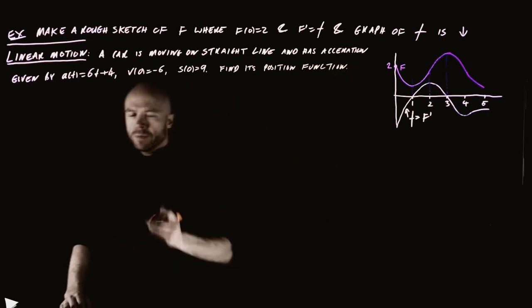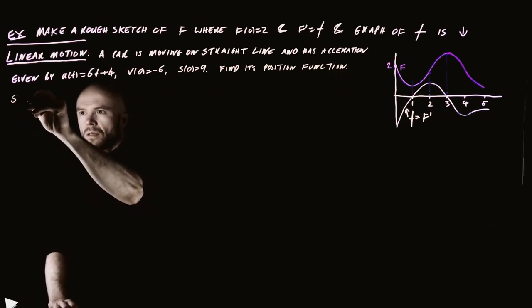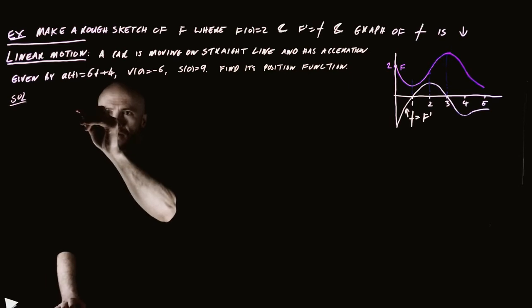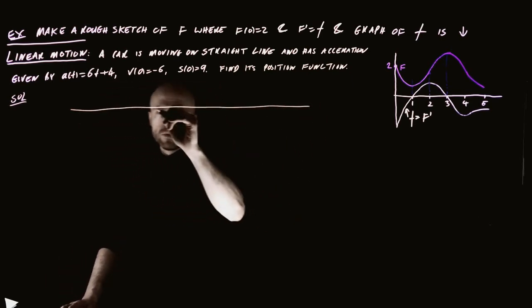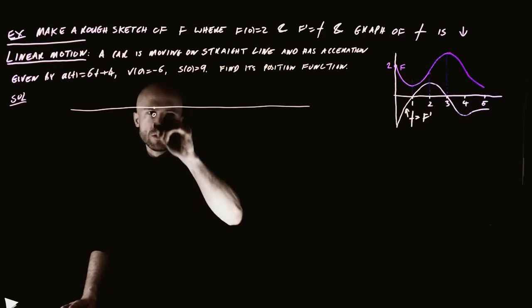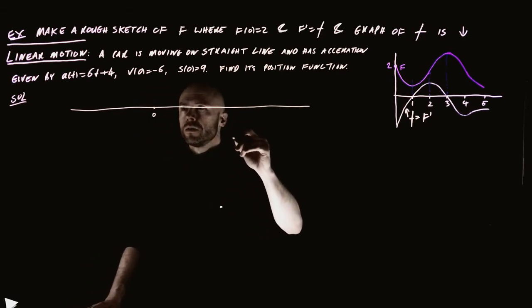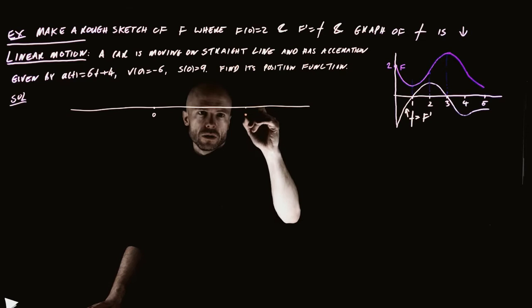Okay, let's try and visualize this a little bit. So we have the real line. Say this here is 0. We start off at 9 here. This is 9, and we have a car.